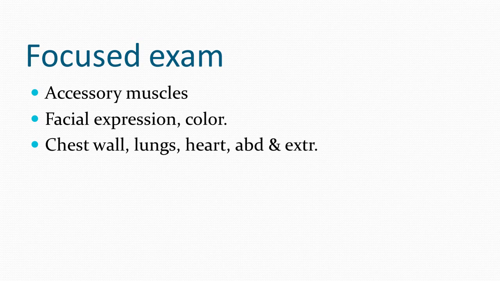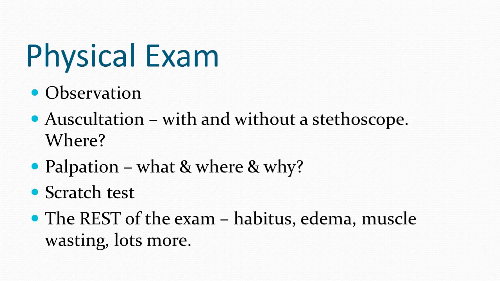In the examination, see the accessory muscles, facial expression, chest wall, lung, heart, abdomen and extremities, and especially look for central and peripheral cyanosis. Observation of the patient, auscultation and palpation, habitus, look for edema, muscle wasting, and a lot more findings can be seen.